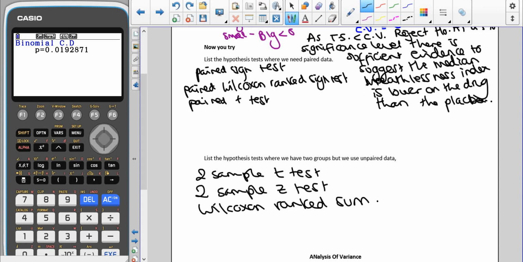Just to add to this here, this does not include bivariate data. So if you wrote down anything to do with PMCC or SRCC, that's incorrect. We don't have 2 samples of data there. We have bivariate data. We have 2 different variables about the same subject, which is not having 2 samples.